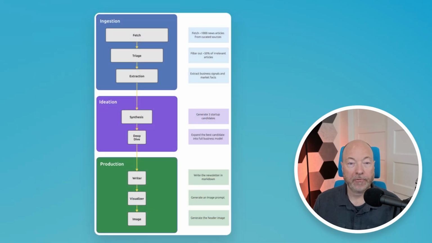The pipeline fetches articles, uses AI to filter and extract insights, synthesizes startup ideas, writes the content, and generates the header image. My production version has some additional steps for publishing and distribution, but the core pattern is what we'll build together. Each step saves to a database. This way the pipeline is resumable and debuggable, not a black box.